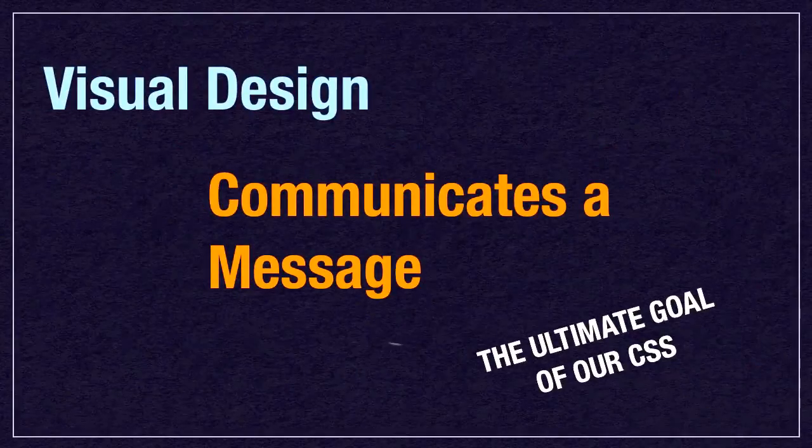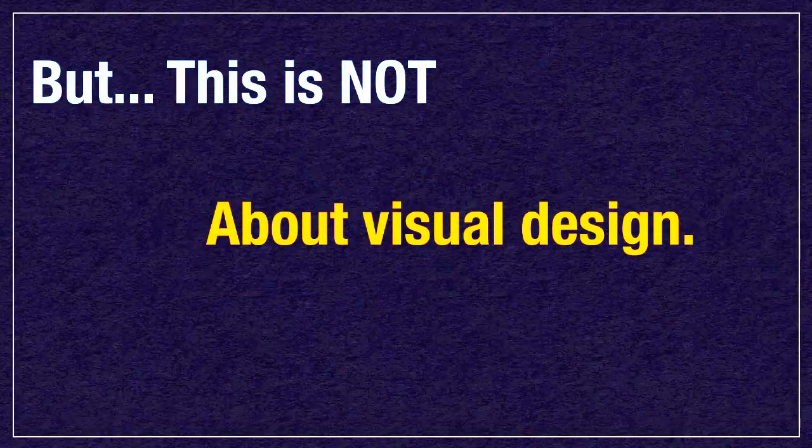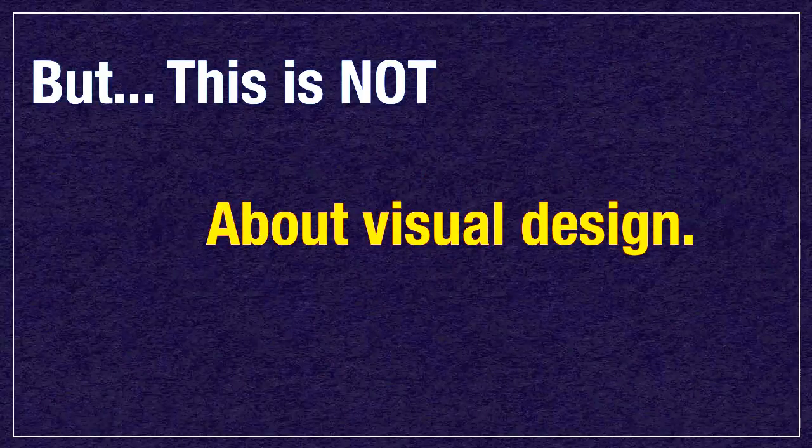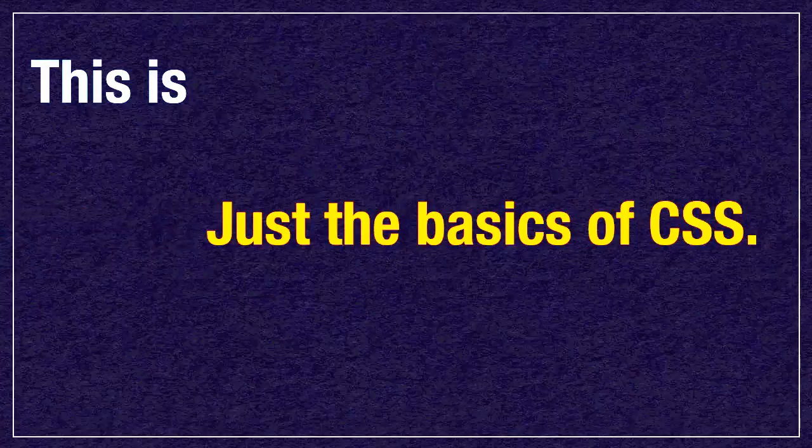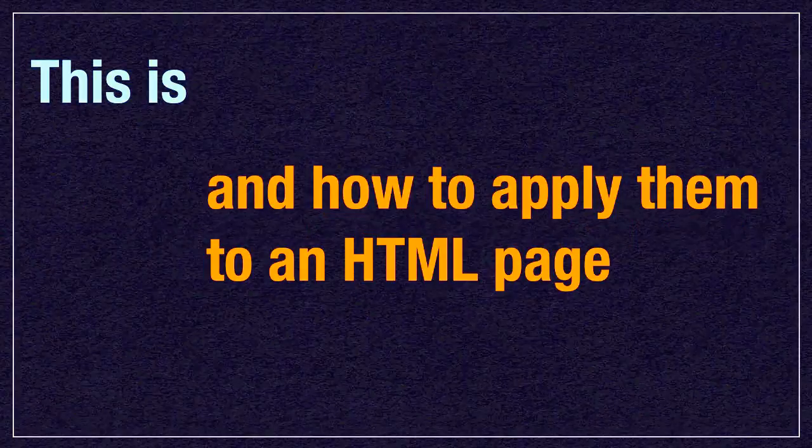Ultimately, visual design is something that communicates a message, and this is really the goal of our CSS. We're not really going to get into that today. This presentation is not about the visual design. You have to know the basics of how to apply CSS to a page, and then you can get to the real job of CSS, which is that visual design and communicating a message to the user and styling your content so that it does its best job of it. So again, this is just the basics of CSS and how to apply them to an HTML page.